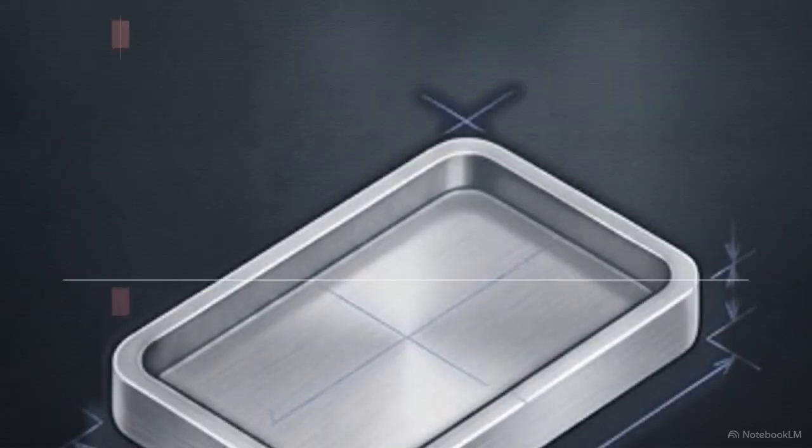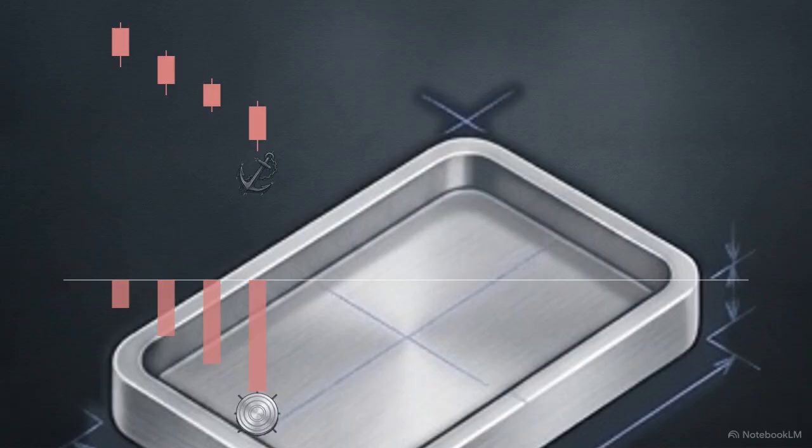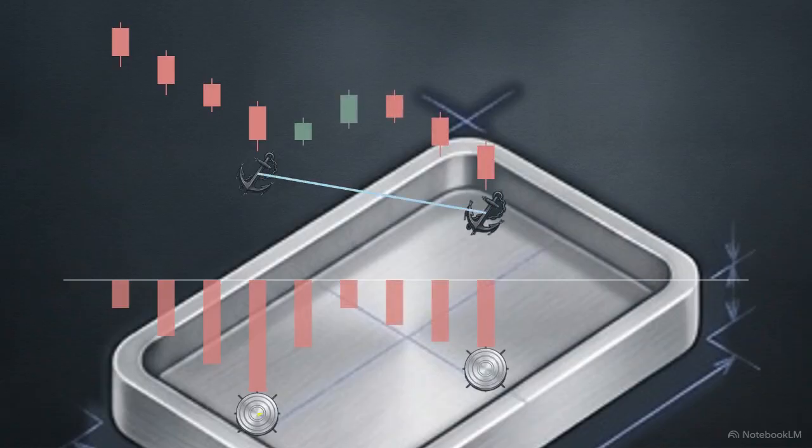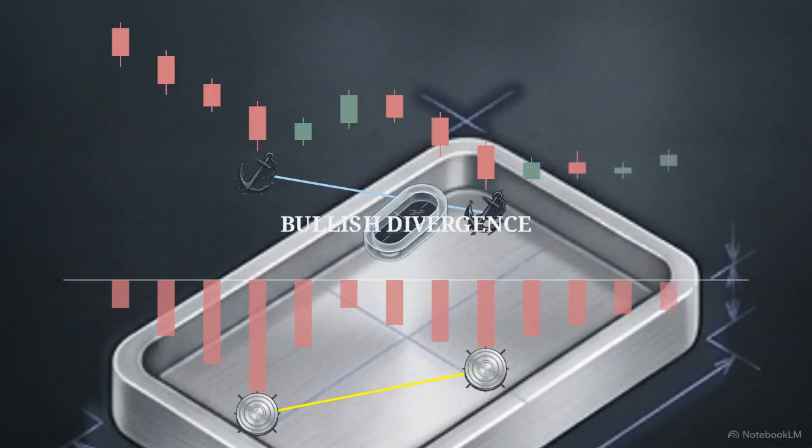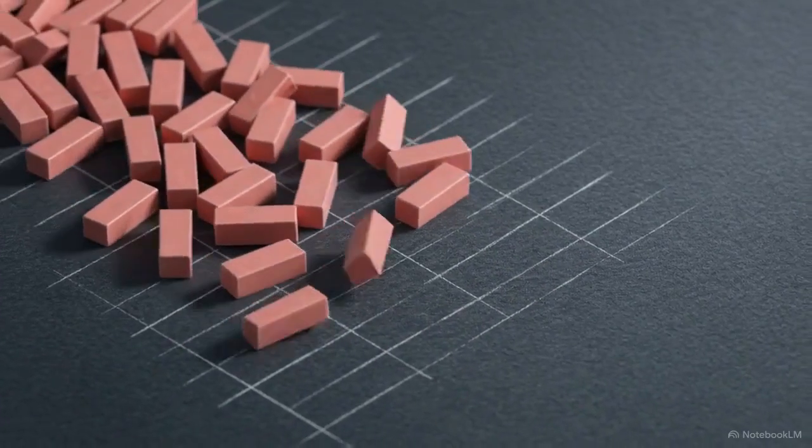Let's revisit that crashing price chart, this time with the Bears Power histogram underneath. The price chart plunges to a new lower low, but simultaneously, the histogram registers a higher low with shallower bars. This structural mismatch is known as a bullish divergence. The math proves what the candlesticks hide.